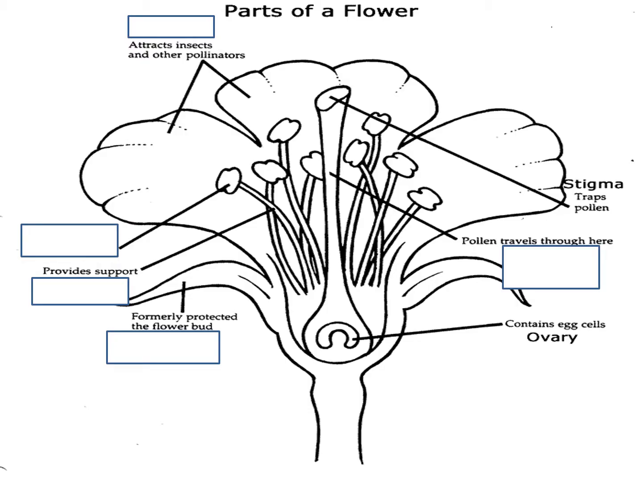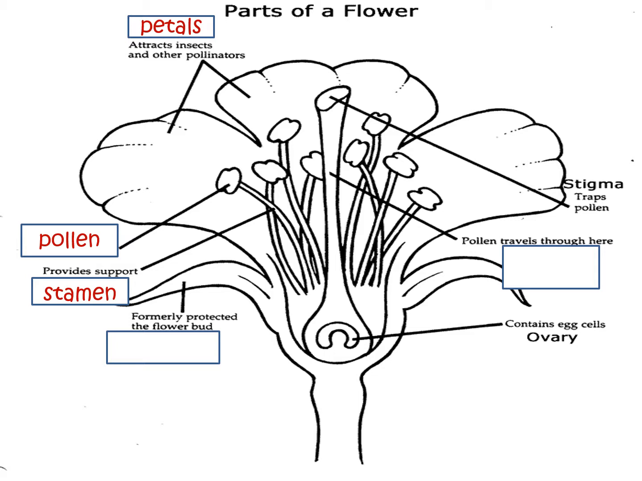Let's review the parts of a flower by completing this diagram. Make sure you turn to this page in your notes. One important part of a flower is the petals. The petals attract insects and other pollinators. Other important parts of a flower are the pollen and the stamen.